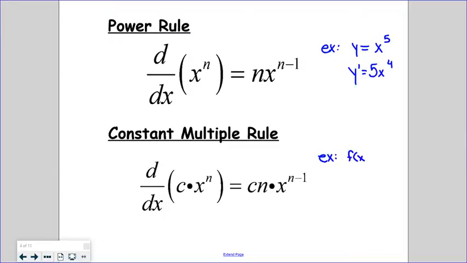Let's say our function is 3x to the 7th. Then for its derivative, I would take the 7 times the 3 to get 21 and still subtract 1 from my exponent. So it would become 21x to the 6th.